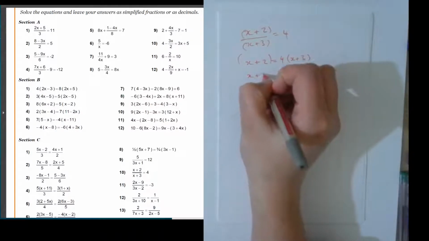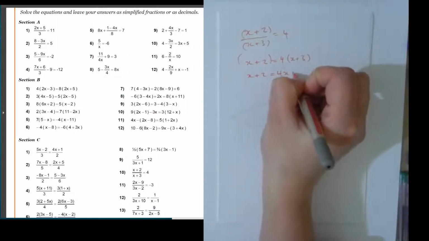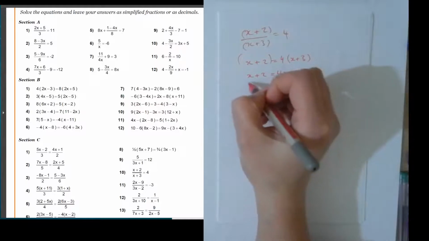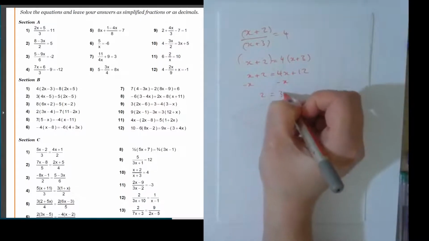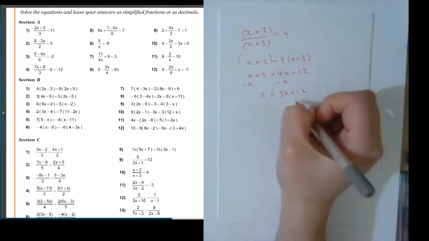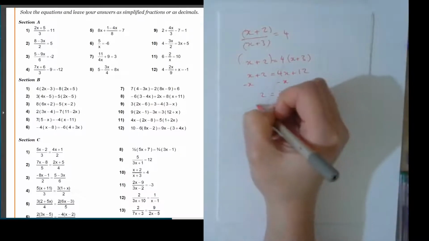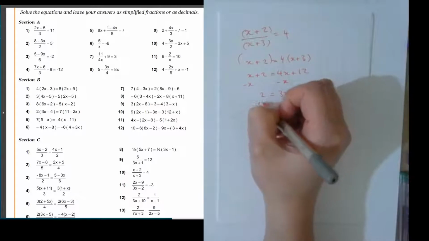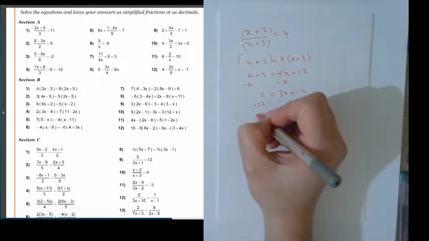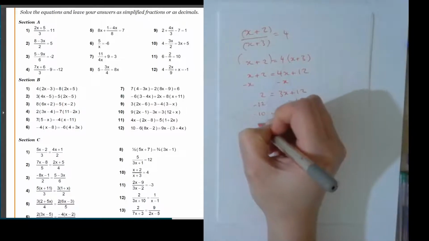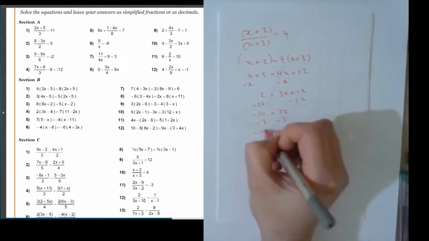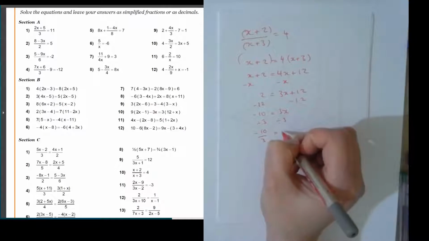So then I have x plus 2 is 4x plus 12. I then take away the smaller x from both sides, which leaves me with 2 equals 3x plus 12. I am then going to take away 12 from both sides. I'm left with negative 10 equals 3x. I then divide by 3 on both sides, which is x equals negative 10 over 3.